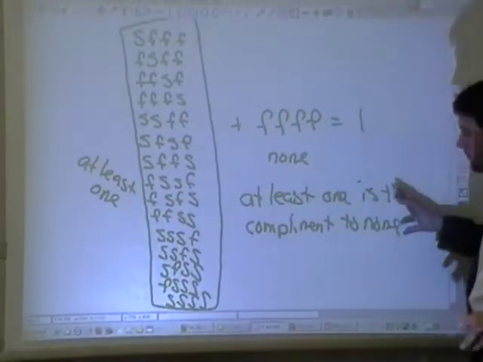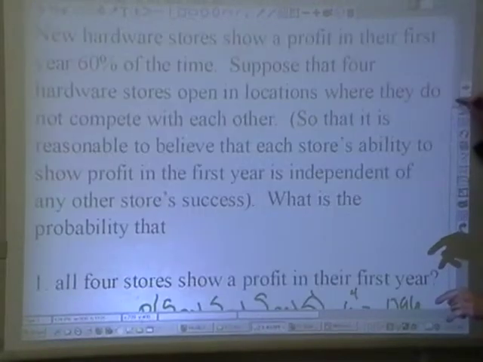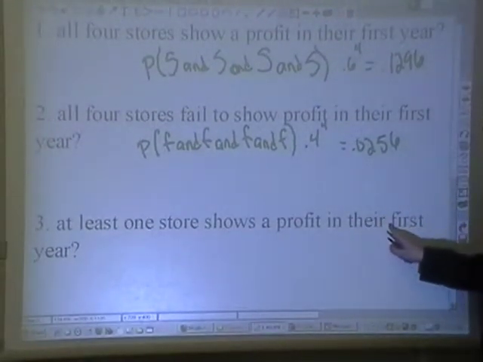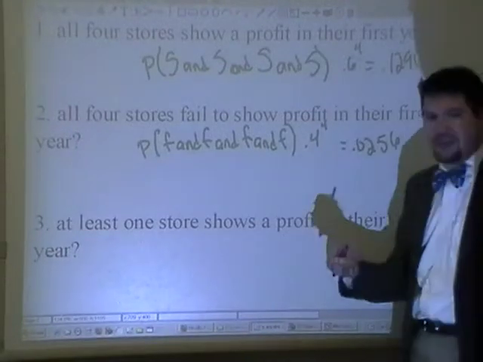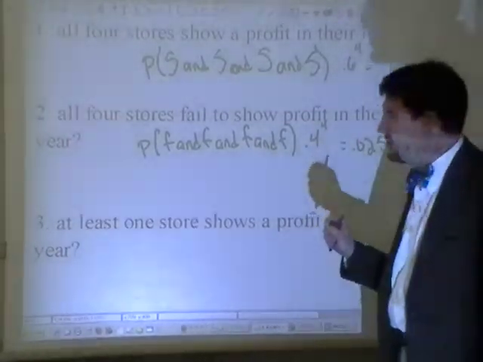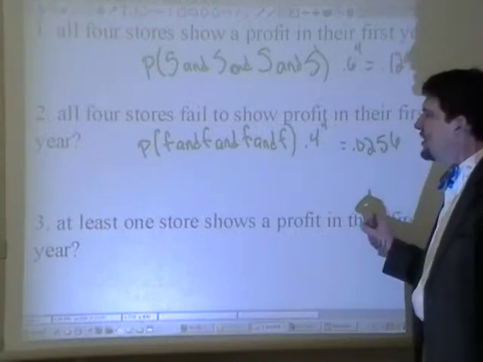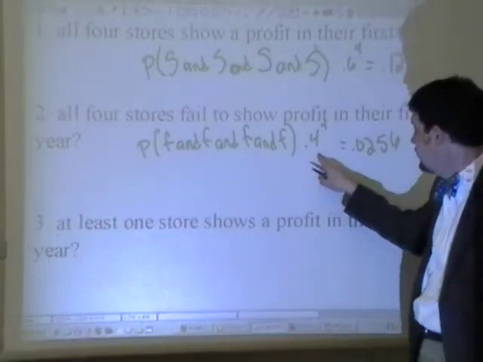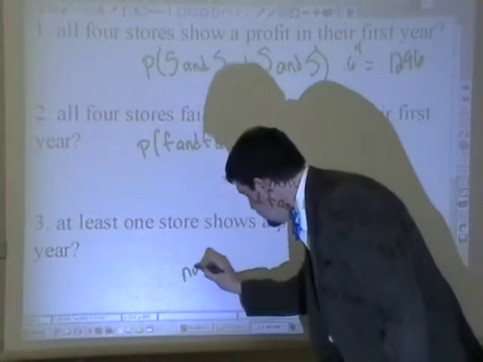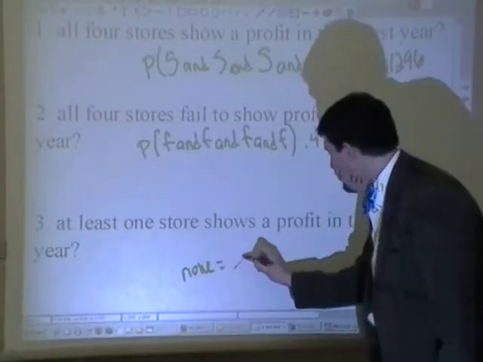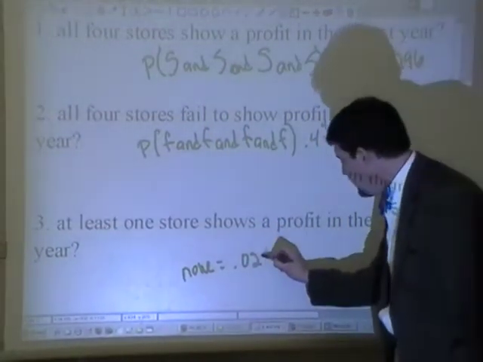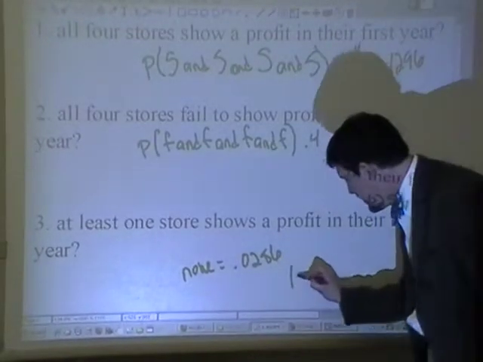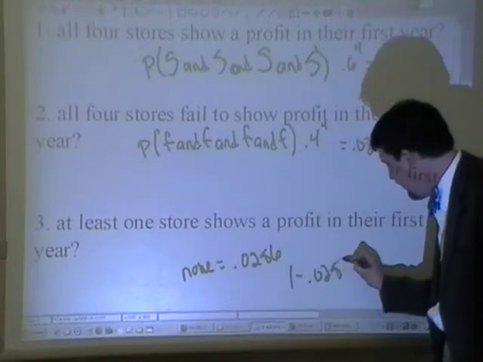So let's go back and look at this question right here. And it says, at least one store shows a profit in their first year, but at least 1 is the complement of none. What's none? Failure and failure and failure and failure. I already figured this out. None is 0.0256. So at least 1 is going to be 1 minus 0.0256.